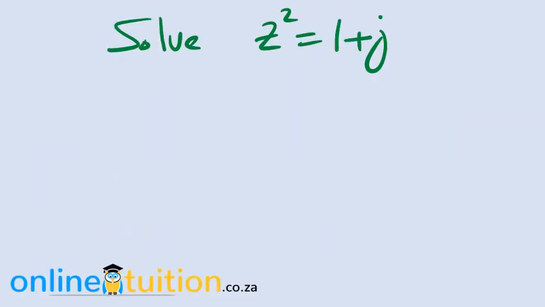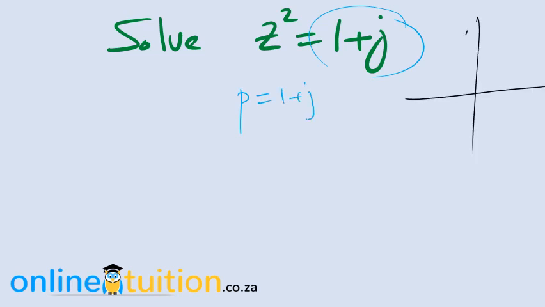Next, z squared equals 1 plus j. What is this? Well, p is equal to 1 plus j. And into the complex plane, keep reminding you, imaginary, real, where is 1 plus j? We know there's 1, so it's there.